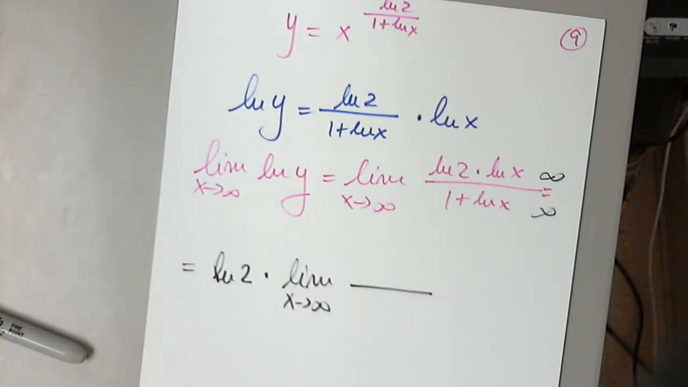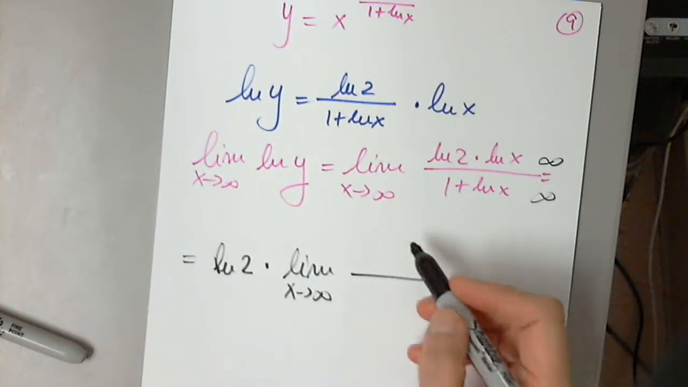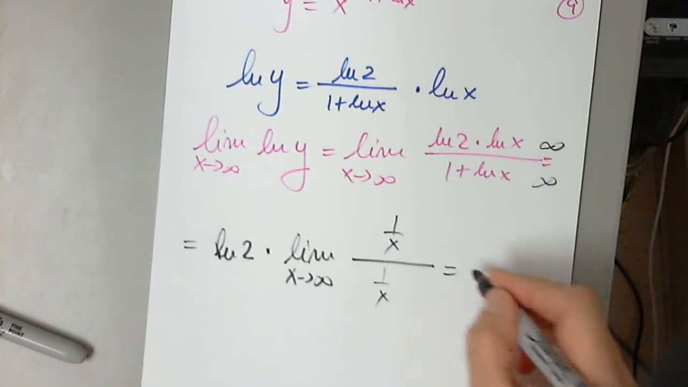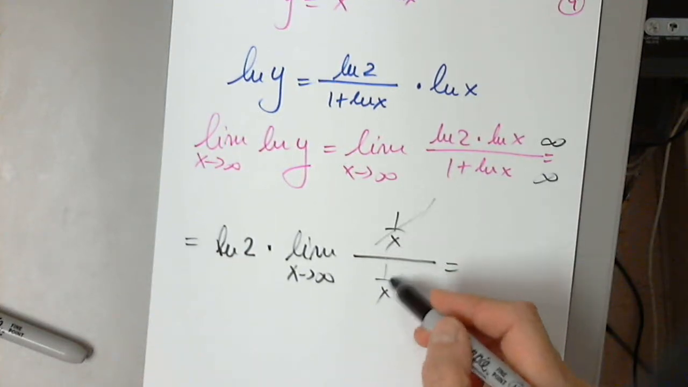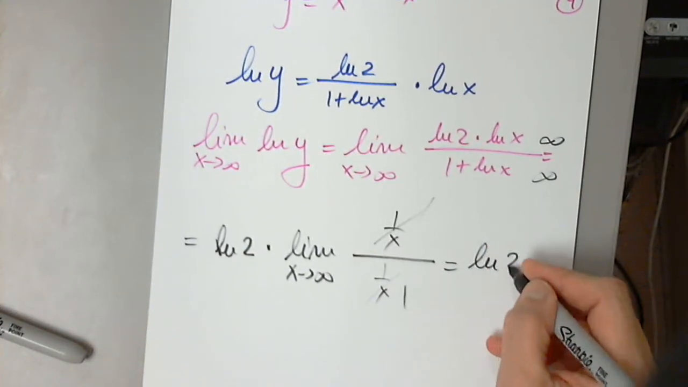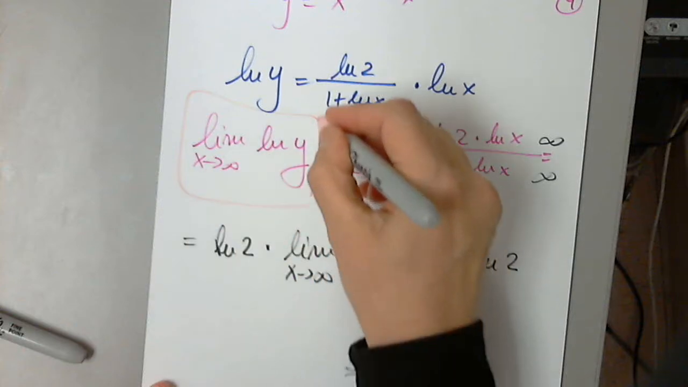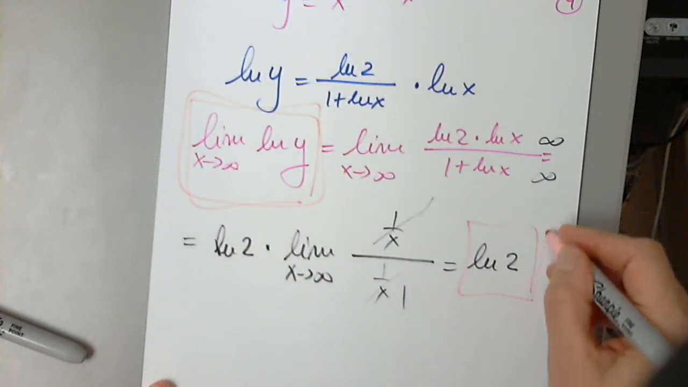The top prime, 1 over x. The bottom prime, 1 over x. Excellent. Look at how nice this is. So the limit is natural log 2. Now we copy the starting point, which is this, and the end point, which is this.